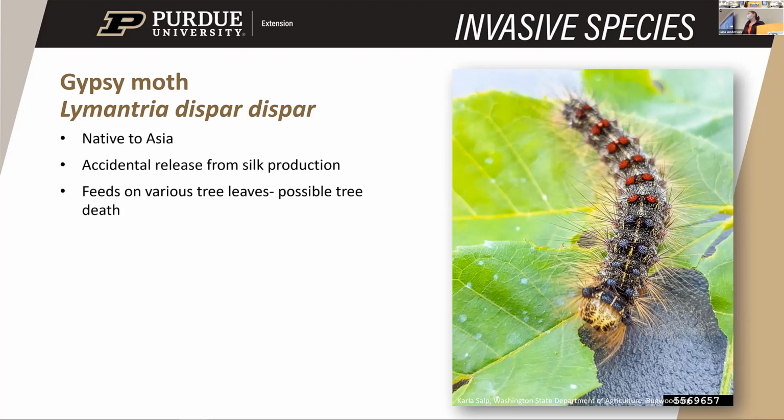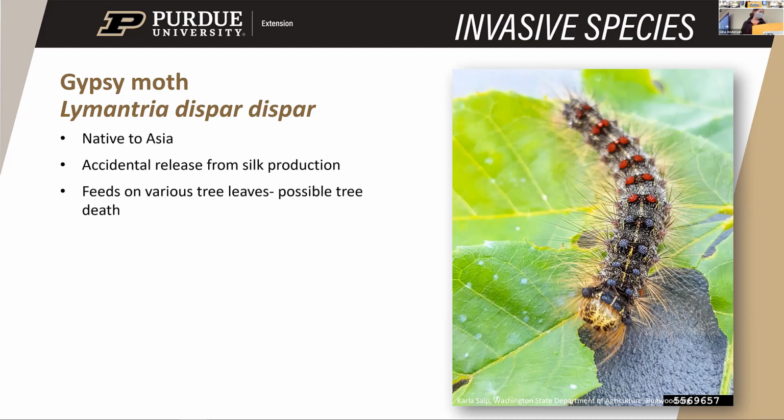Its native range is Europe and Asia. The adults were imported from Europe in 1869 to help develop a silkworm industry. Oops. Good move. Yep, didn't go well. A few years later, they escaped from captivity in Medford, Massachusetts, with the first major outbreak recorded in 1889. So they've been hanging around for a while, all because we wanted more silk.